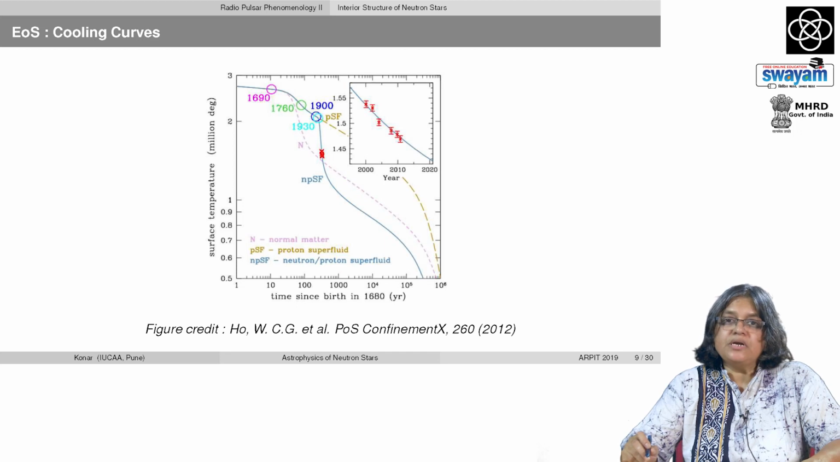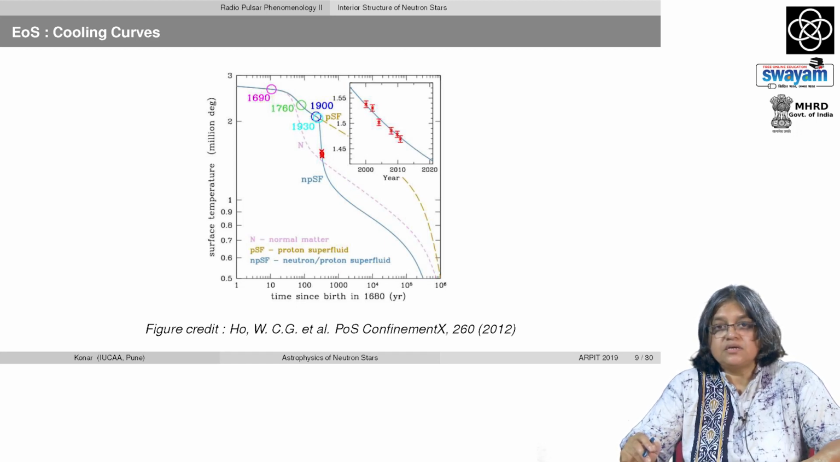Because one has to remember that such high material at effectively 0 temperature cannot be probed under any terrestrial laboratory conditions. So, neutron stars basically behave like huge physics laboratories in the sky.